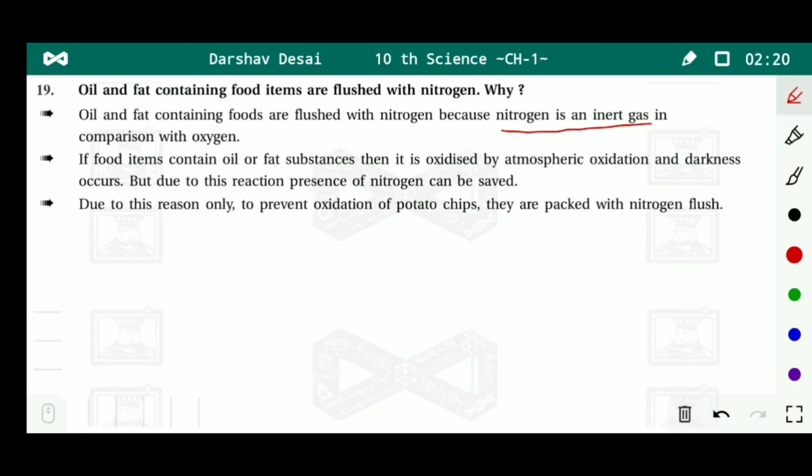We all know that food items containing oil and fat, in the presence of oxidation, are oxidized by atmospheric oxygen and darkness occurs. So food becomes dark, but due to these reactions, the presence of nitrogen can save it. So nitrogen protects our foods.